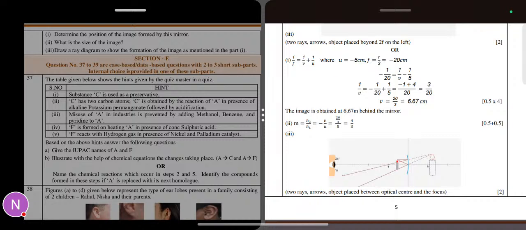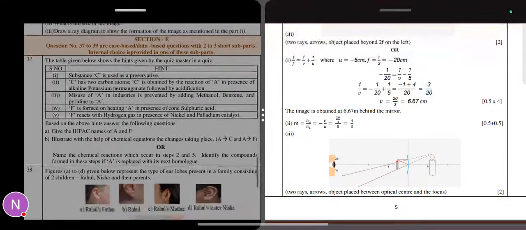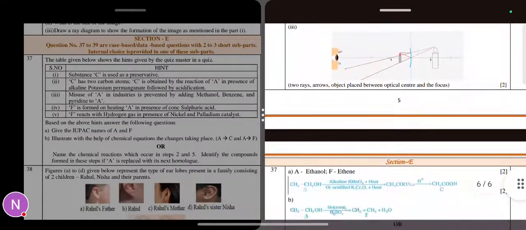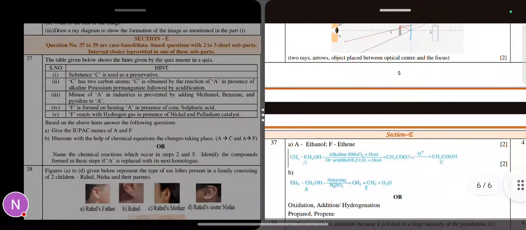F is formed on heating A in presence of concentrated sulfuric acid. F reacts with hydrogen gas in presence of nickel and palladium catalyst. So based on the above hints, answer the following question. Give the IUPAC name of A and F. So A is ethanol, and F is ethene.